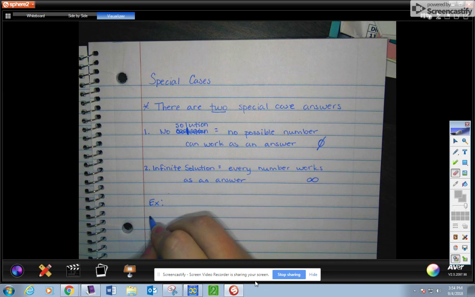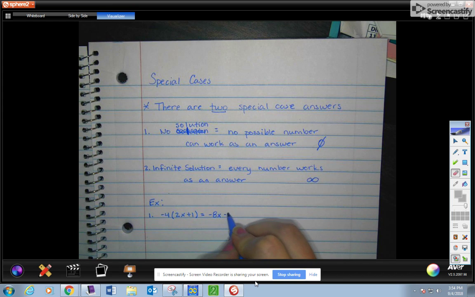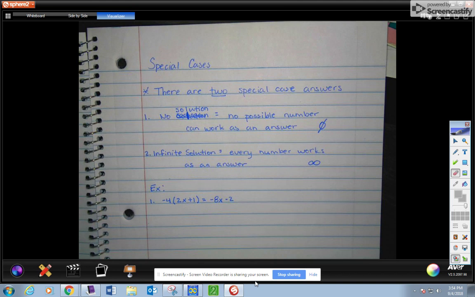So our first example is going to be -4(2x + 1) = -8x - 2. Okay, if you noticed, we just wrote the new cases. The steps from yesterday and the day before, they're all the exact same, so I felt like you didn't have to write them again. So our first step is to distribute if you have parentheses, which we do.